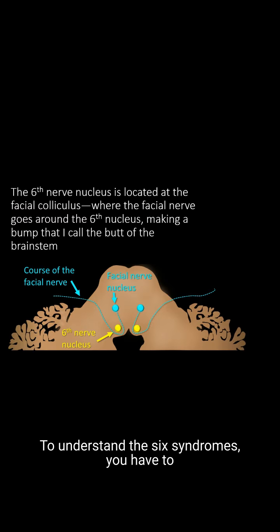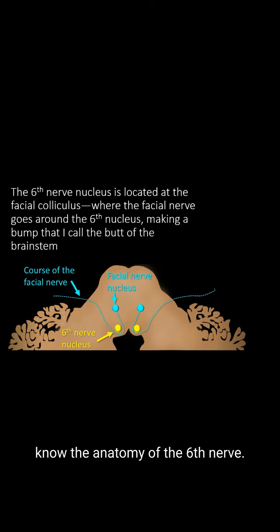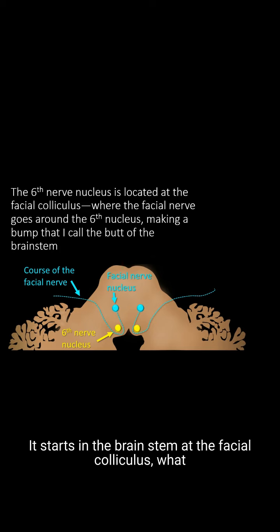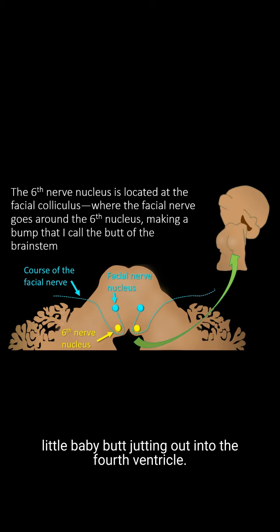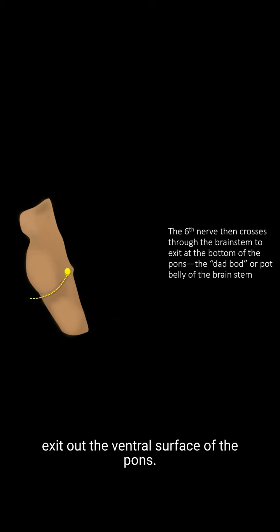To understand the 6 syndromes, you have to know the anatomy of the 6th nerve. It starts in the brainstem at the facial colliculus, what looks like the butt of the brainstem, like a cute little baby butt jutting out into the 4th ventricle. It then travels anteriorly through the brainstem to exit out the ventral surface of the pons.